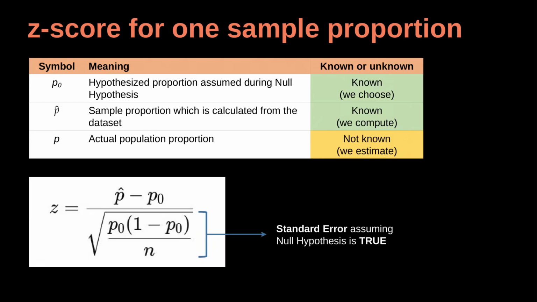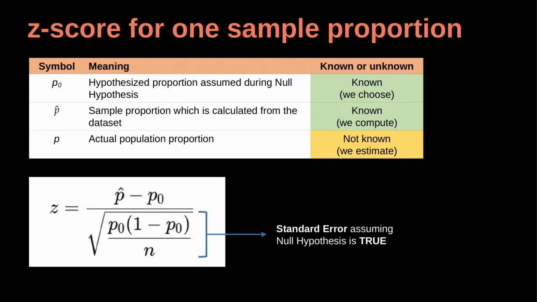P hat is the sample proportion, which we calculate from the data we have collected. This is a known value because we compute it from our sample. P is the true population proportion, the value we are ultimately trying to learn about. This is unknown, which is why we are doing the test in the first place, to make an inference about it. Just below, you'll see the z-score formula.